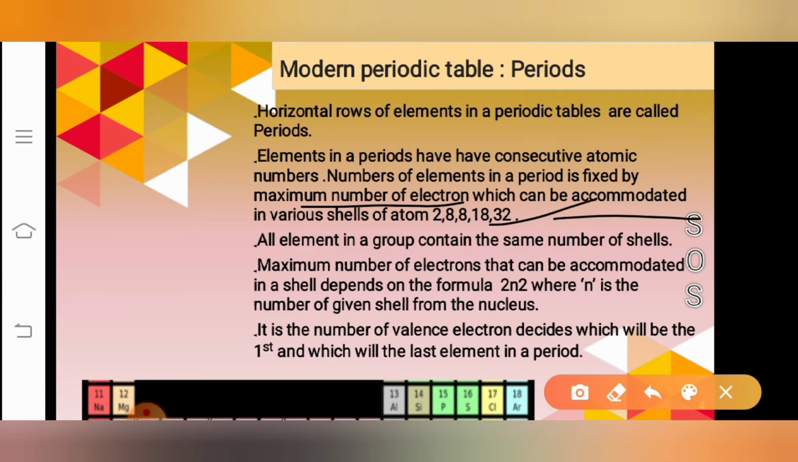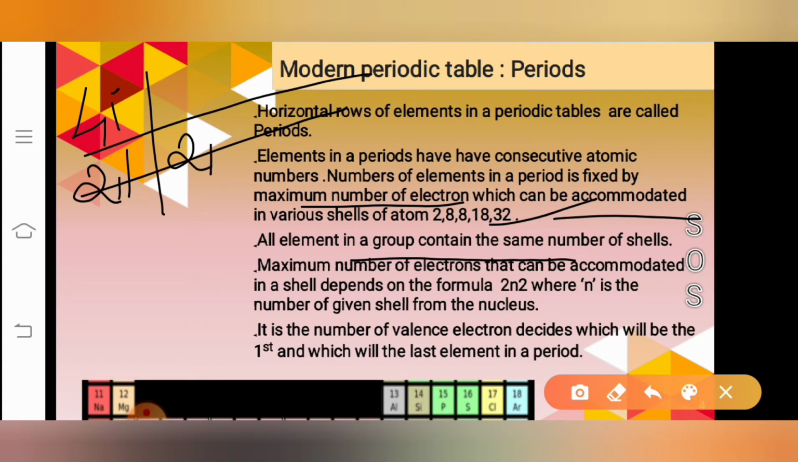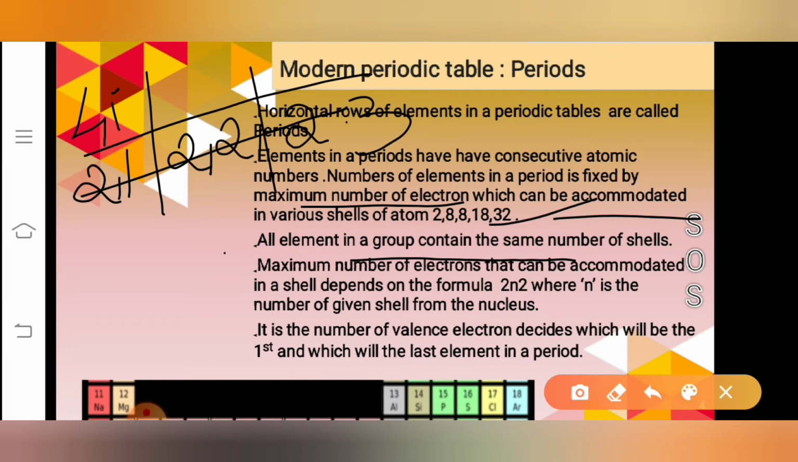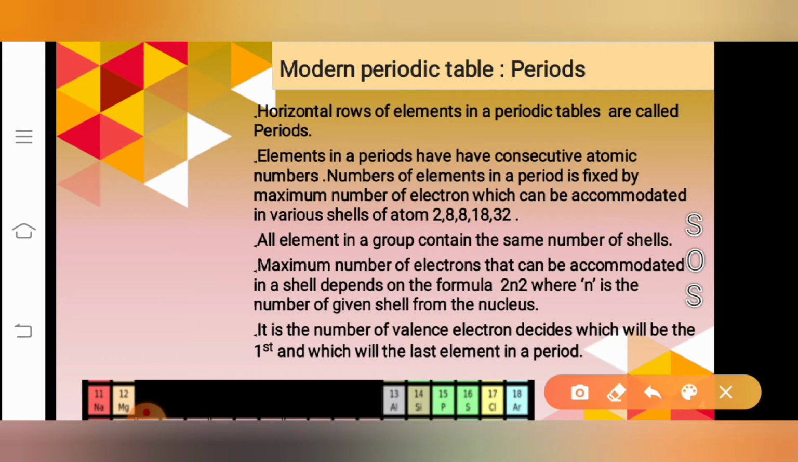This we have discussed. Next, all the elements in a period contain the same number of shells. That also I have shown you. If it is in the second period, lithium, I told you, right? If it is 2, 1, then the next element is 2, 2, then the next element is 2, 3, right? So all these elements in the period have the same number of shells. 2 shells, 2 shells, 2 shells. Correct? And we also discussed that the maximum number of electrons that can be accommodated in a shell depends upon the formula 2n square. Correct?